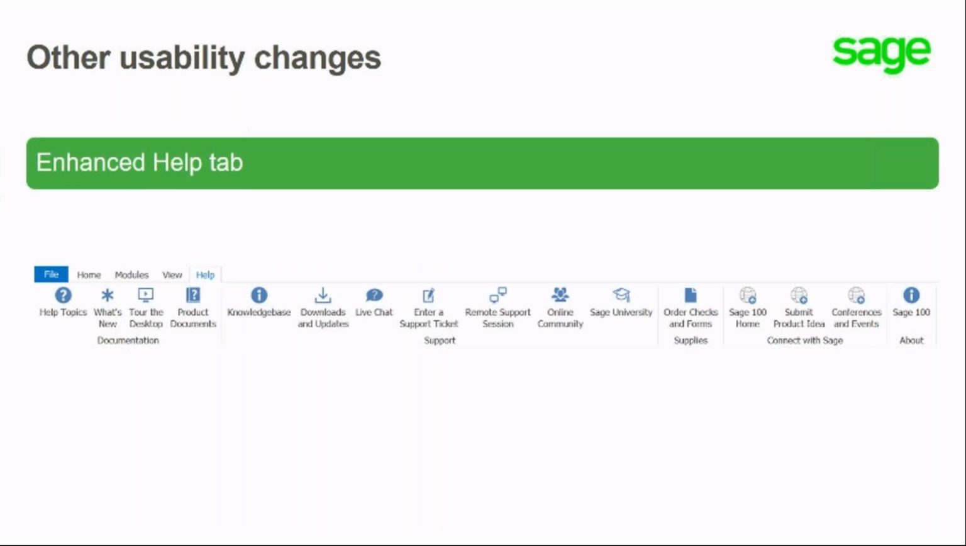When you access the Help tab, you will notice there has been some significant enhancements. There is now a section on documentation, support, supplies, connecting with Sage, and you still have the About section. Many additional connection points have been included for ease of access, including a brand new live chat where you can contact a support analyst, and that's right here in the middle.